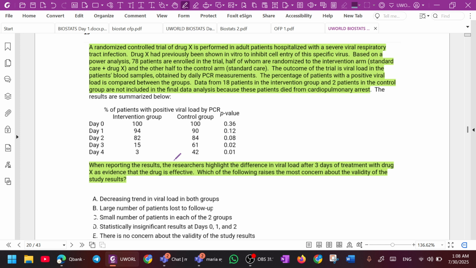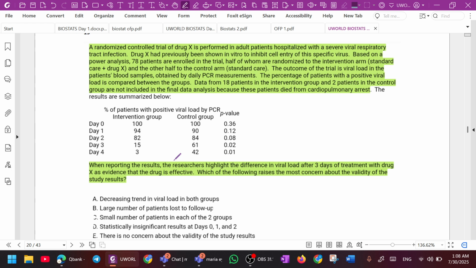What is the answer? Okay, you think it's D? Yes, because statistically significant at day 0, 1, and 2, these three are statistically insignificant. Are they asking you about statistical significance? Is that what the question is asking? They are asking for the validity of the result. Okay, so you think it's D? Okay.